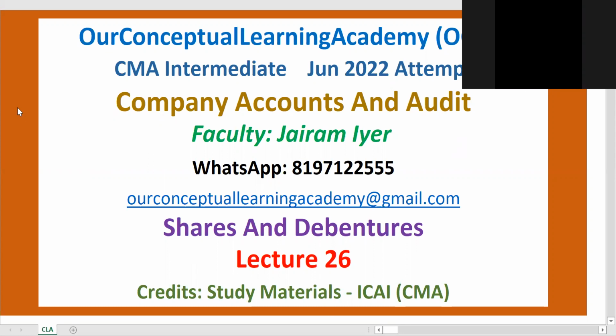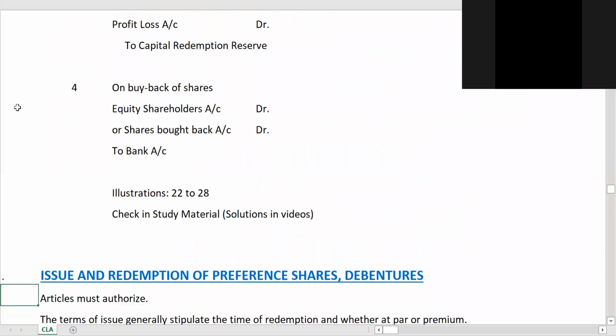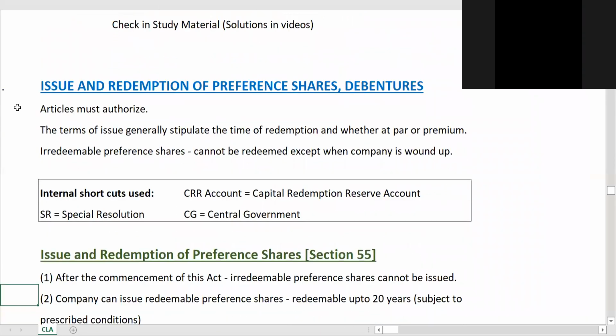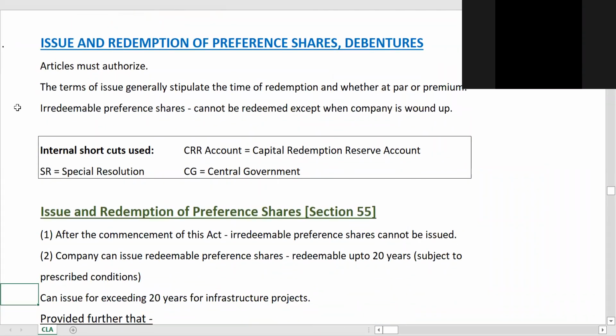Welcome back. ठीक है, ये lecture 26 है shares and debentures का. आज हम करेंगे issue and redemption of preference shares. थोड़ा सा starting में हमने किया था पहले. We had done a little bit of it, right? But I'll start from the beginning.